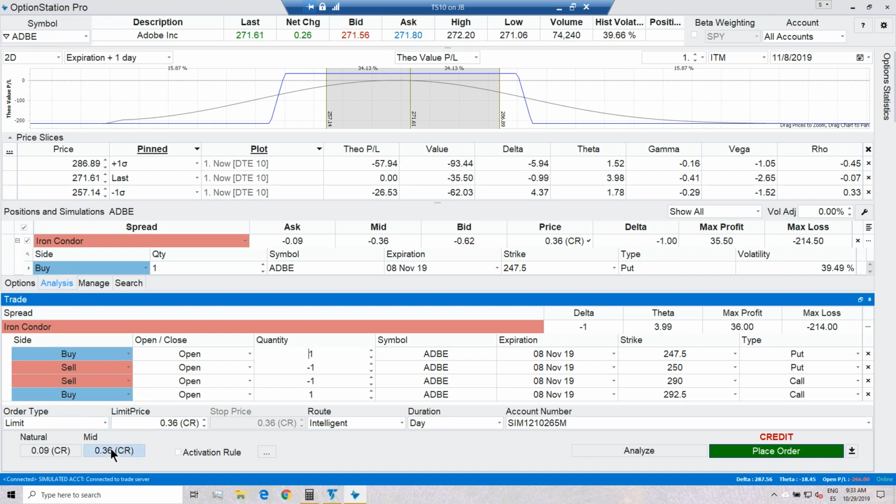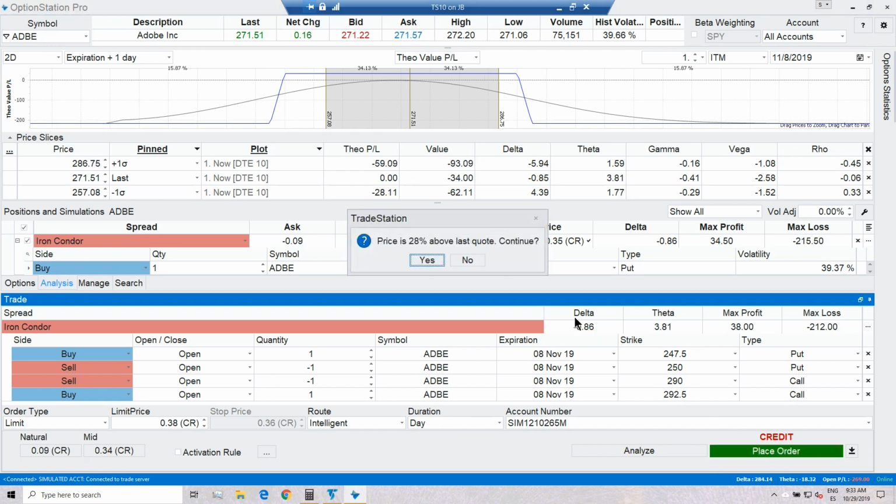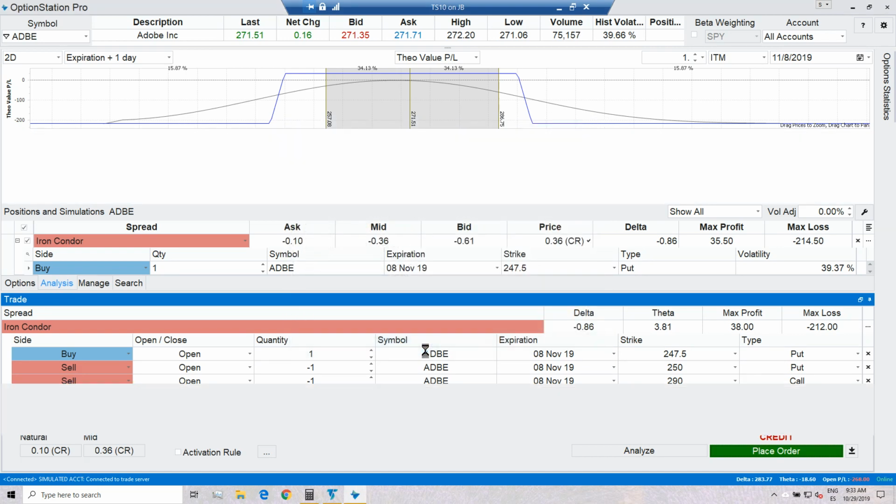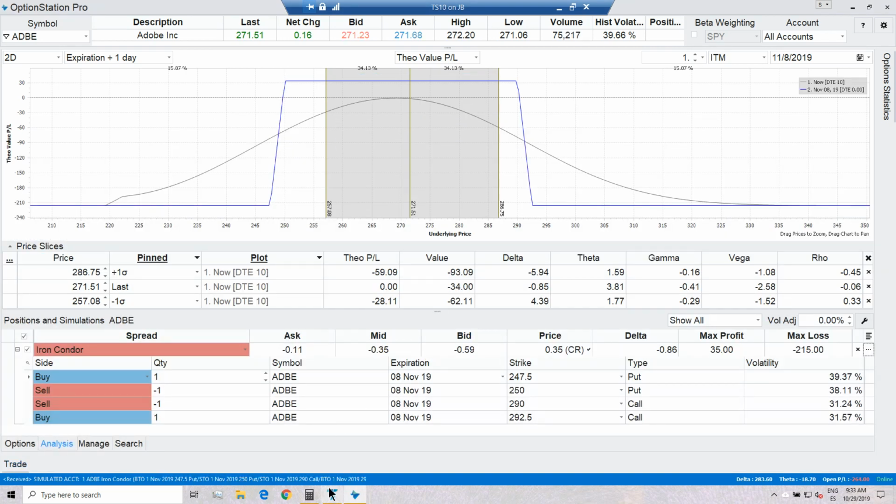Notice how the price here has been improving. Now it's 36. So again, being just a little patient, we should be able to get our 38 a little later in the day, or maybe just a few minutes from now. So I'm just going to go ahead and place the order. Yes, 1, 2, 3, yes. So my order is now in the system.